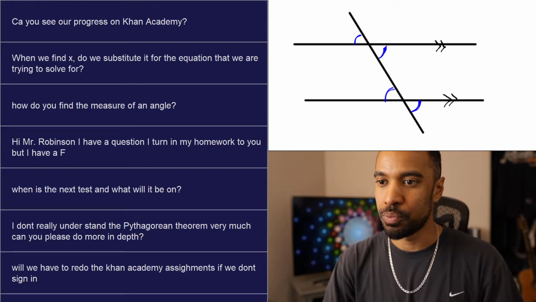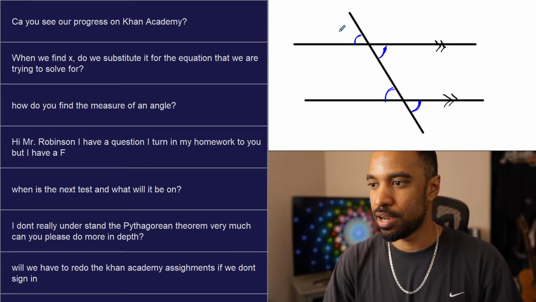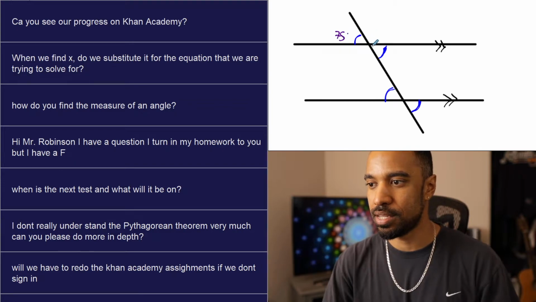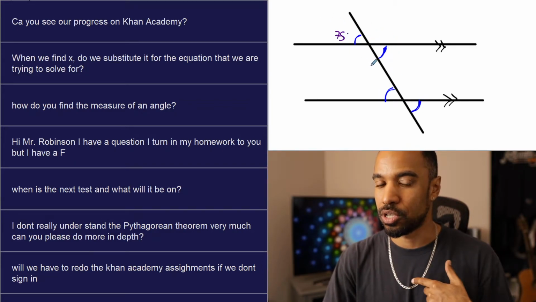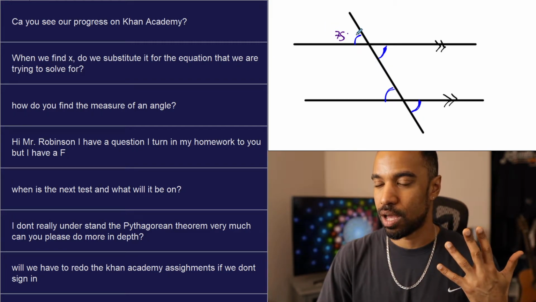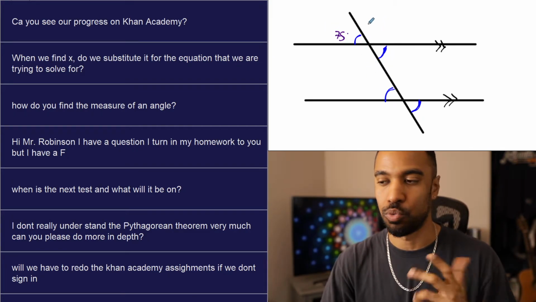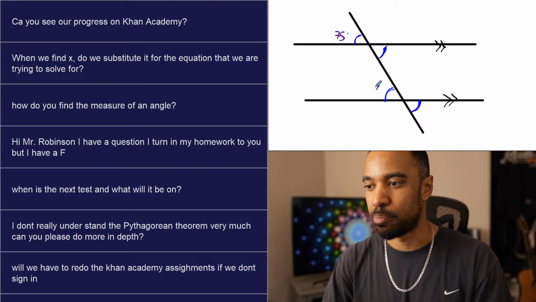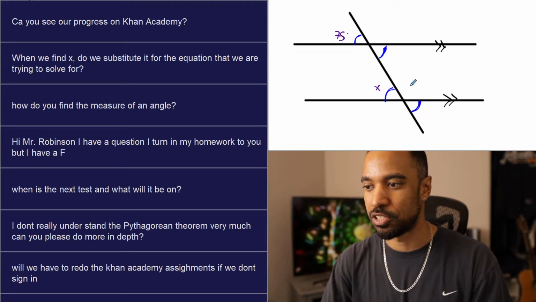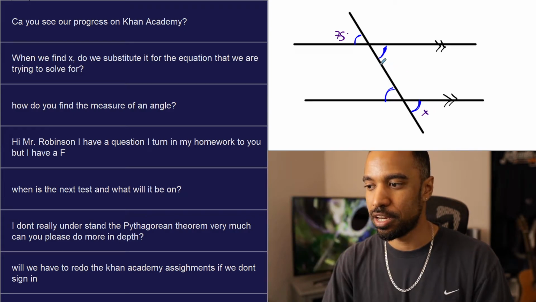If I knew that this thing right here was, say, 75 degrees, then I know all these other ones are also 75 degrees. They won't ask you with all of them. They just ask you with one of them. They say, hey, find x, and it's 75. Or if it's a corresponding angle pair, find x, it's 75. Or these ones right here, find x.